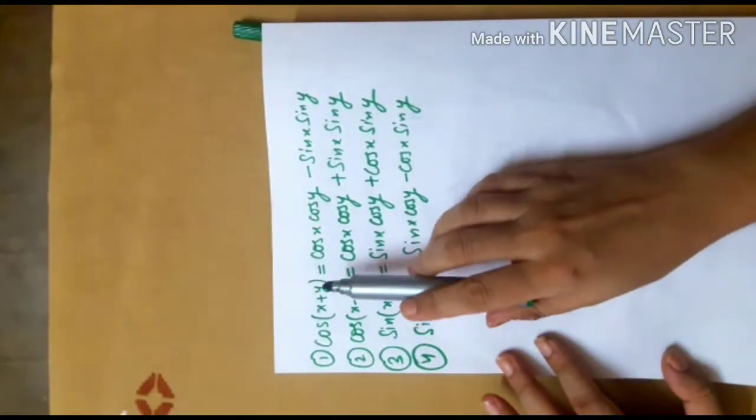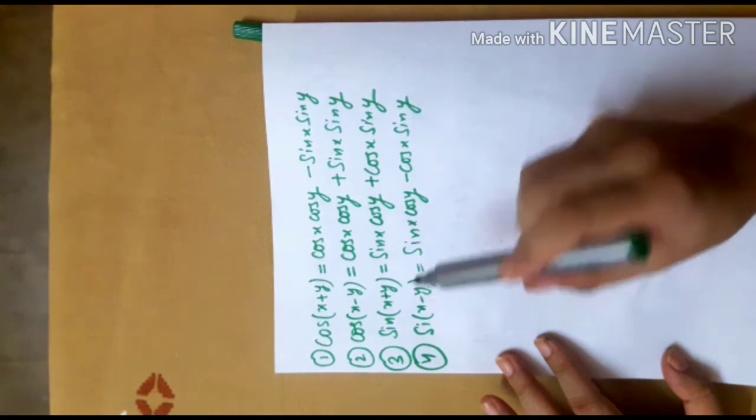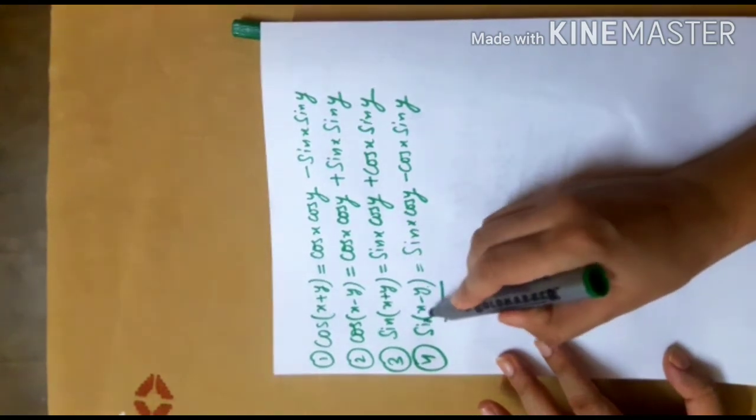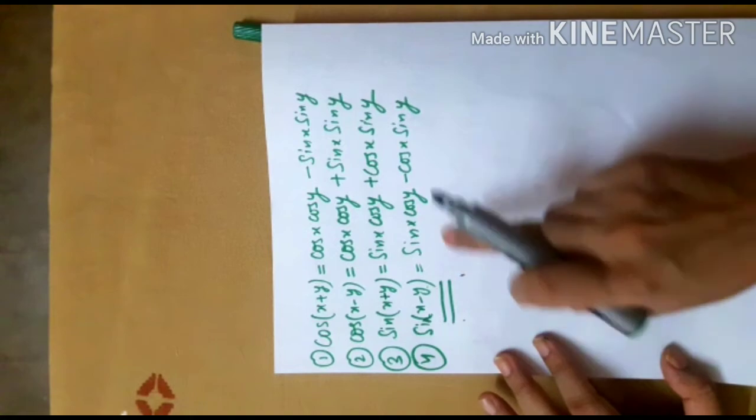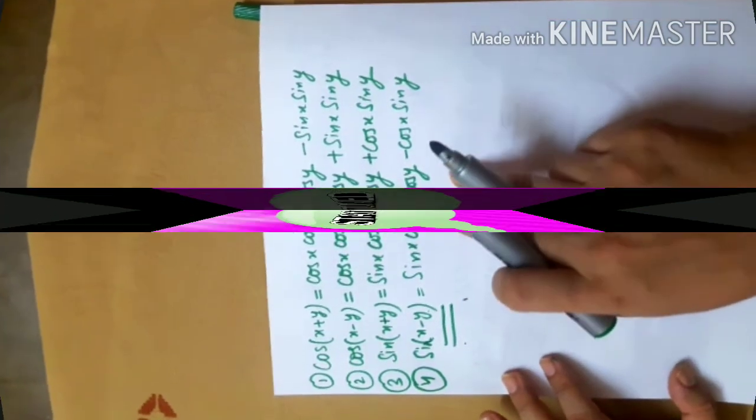So we have proved these four identities. Learn them by heart. And in the next class, we will be doing questions based on these identities.